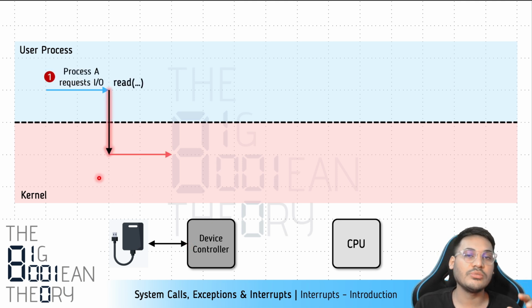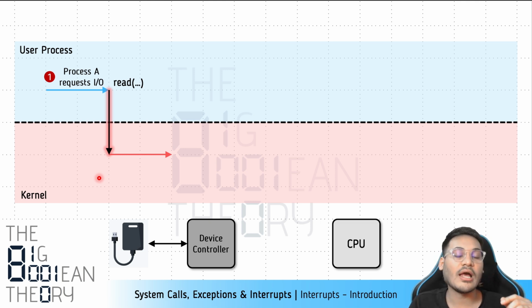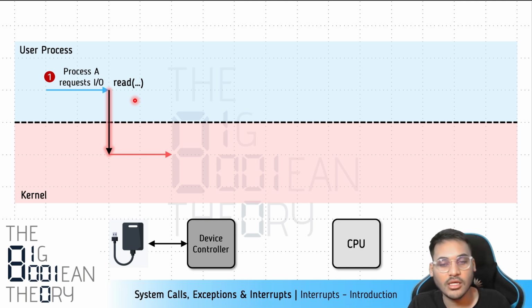Let us assume that process A requests an IO operation to be performed. It wants to read some data from a file on the hard disk, so it invokes the read system call. In the read system call, the operating system will initiate a read operation from that particular file on the hard disk. When this system call is invoked, the control of the CPU is immediately transferred to the operating system, and then the operating system will initiate the IO operation.